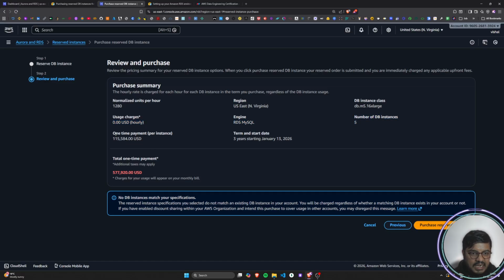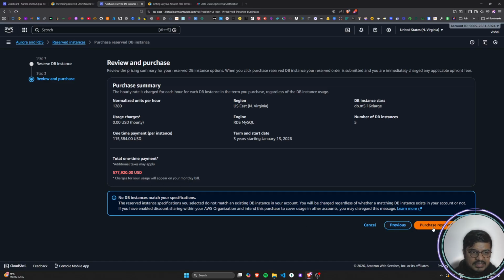Currently I have 5 instances, and I will have to pay a one time payment of $15,584 US dollars, and it will be for 3 years. Charges will appear on a monthly bill. Now if you are not going ahead with the reserved instance, for the same thing I will be charged this much. So you can see the difference. Here it's 1,15,000 USD, and here it's 5,77,000 USD. So you can see the difference.